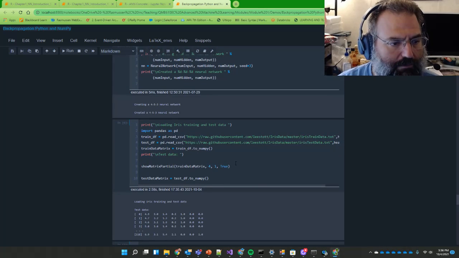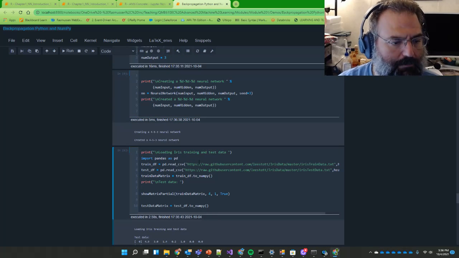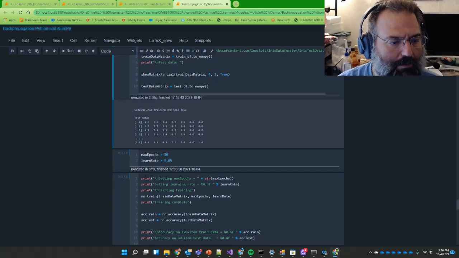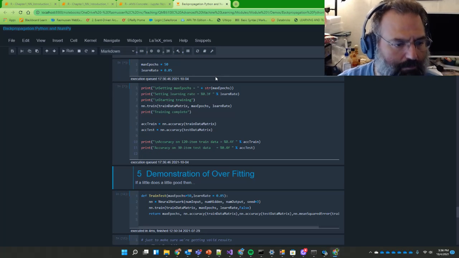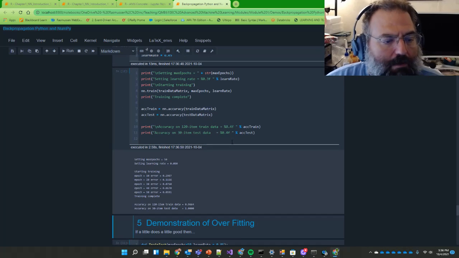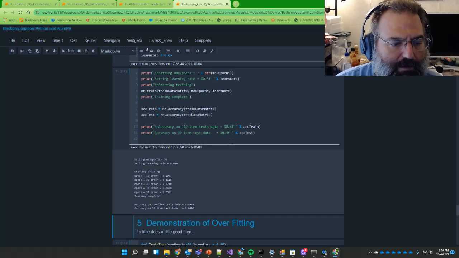All right, so I didn't create my NN somewhere here. I didn't run that. Here we go. So here we ran through 50 epochs. It only prints out at the end of every 10 epochs, giving us an error each time.